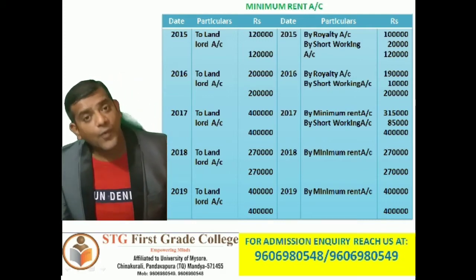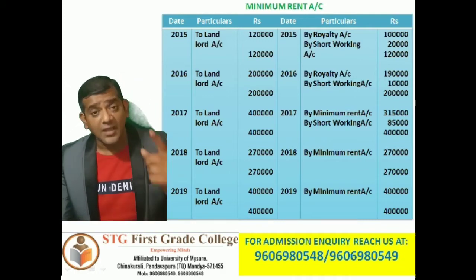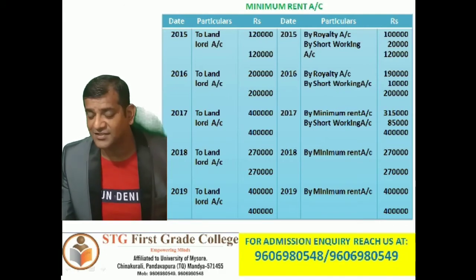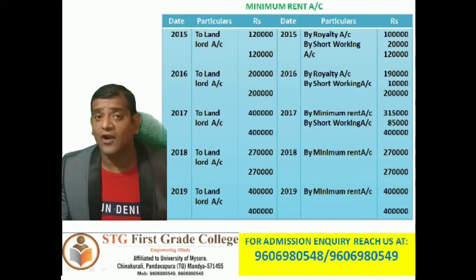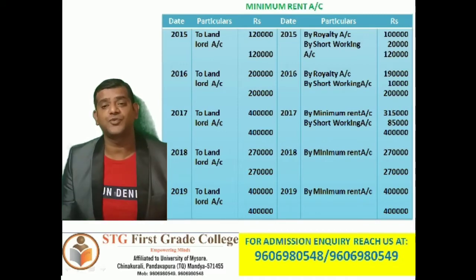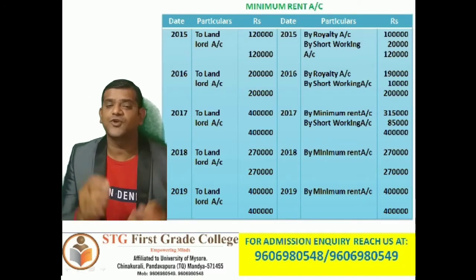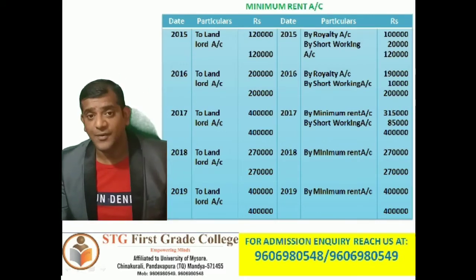Check out, 1 lakh rupees. So in that year there was a shortage. So now look in the short working column. So how much shortage was? 20,000 rupees. So by short working account, 20,000.